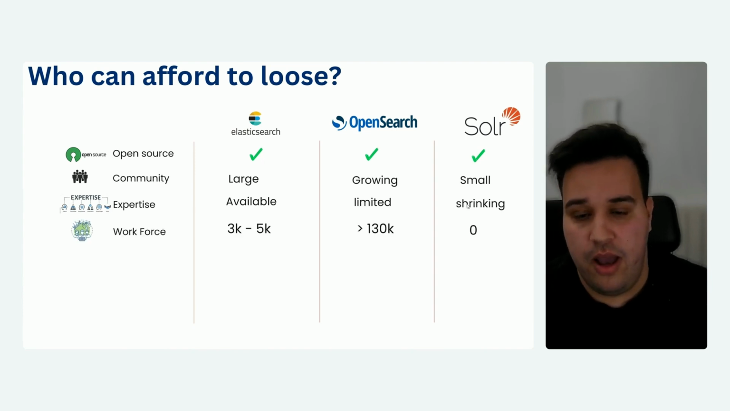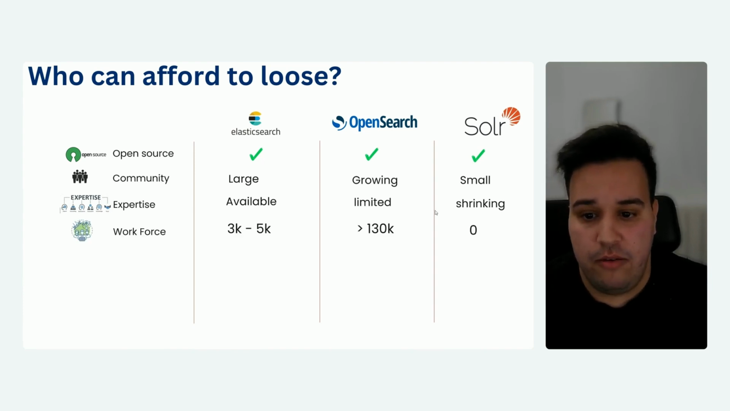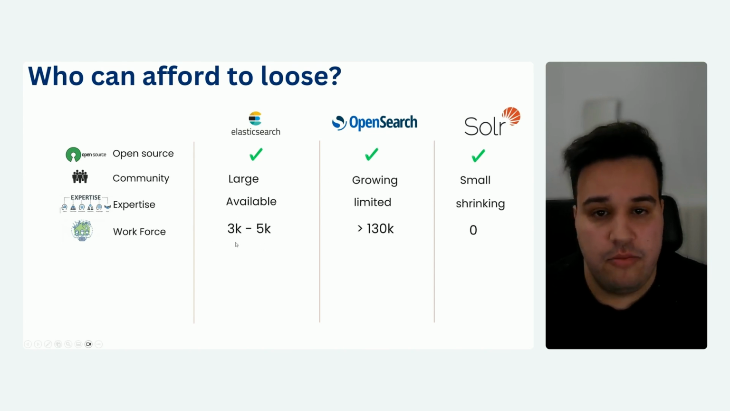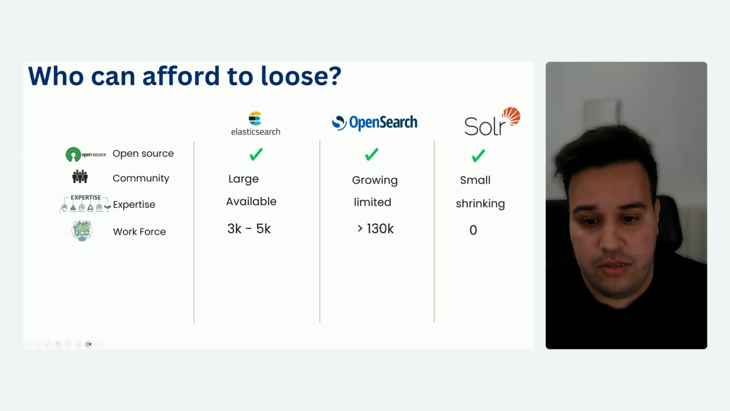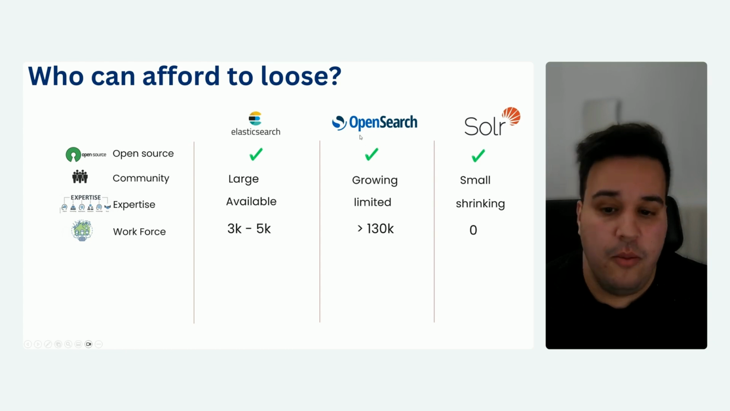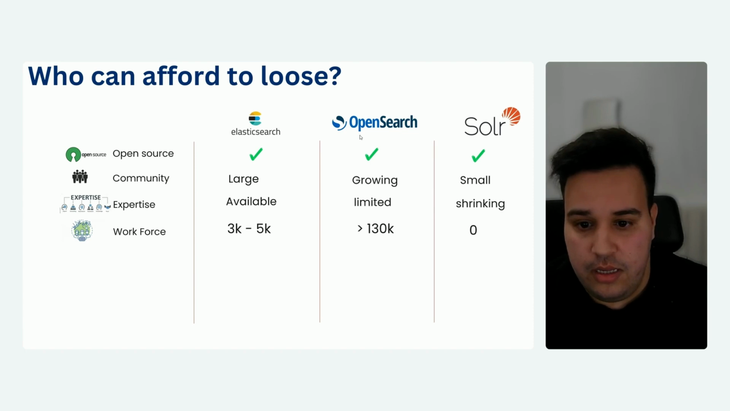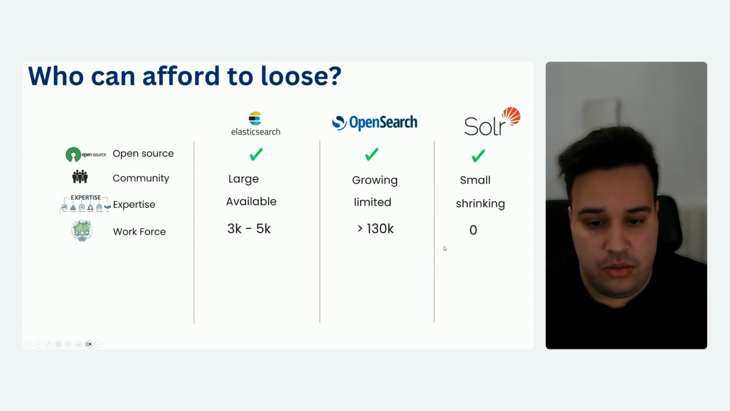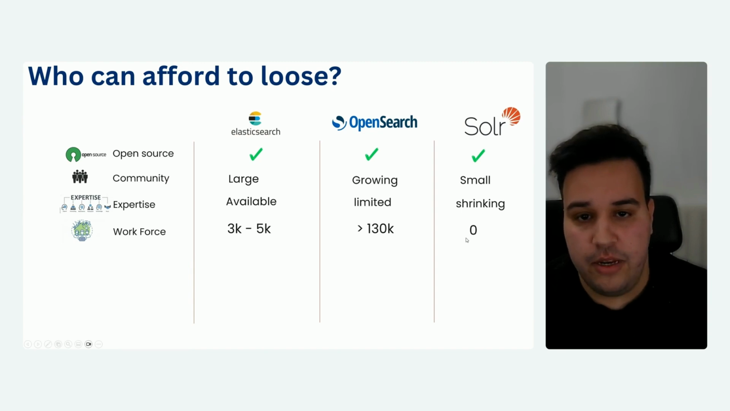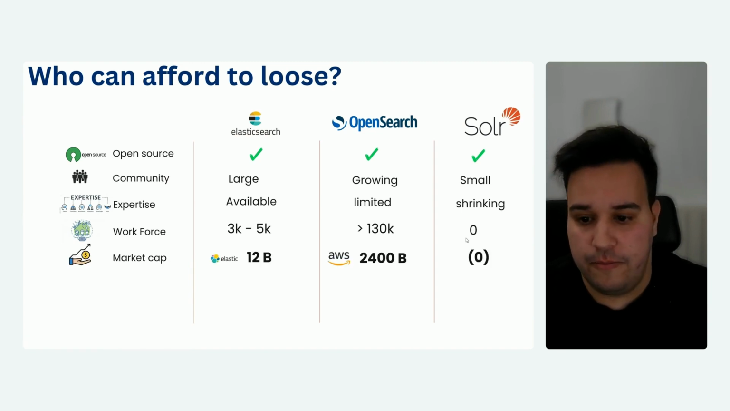For the workforce, if you go ahead and ask LinkedIn how many people are working for Elastic, so this is the metric for Elastic, not just Elasticsearch, it's going to be something around 3,000 to 5,000 people. And then for AWS, we have 130,000. But it's really hard to tell how many people are working exactly on the OpenSearch project. But you can tell that the number of people here is so huge compared to Elastic. For Solr, there is no backing company officially, so there is no one working as a company for Solr.